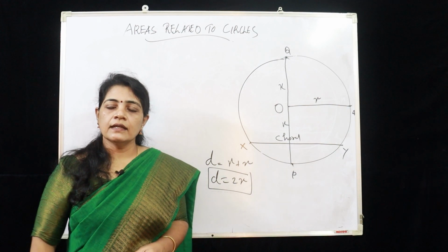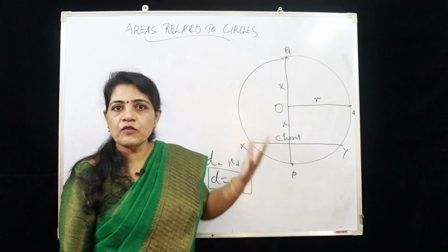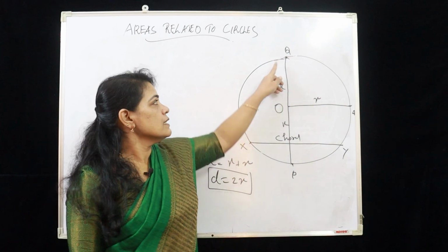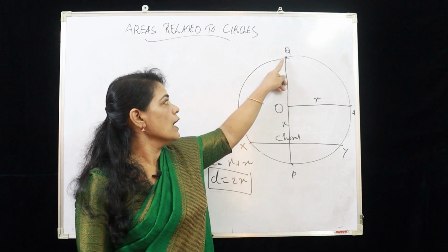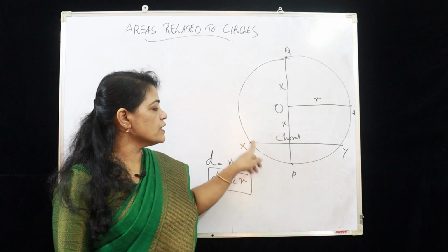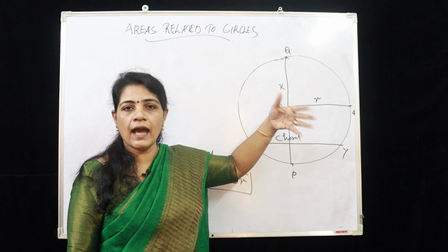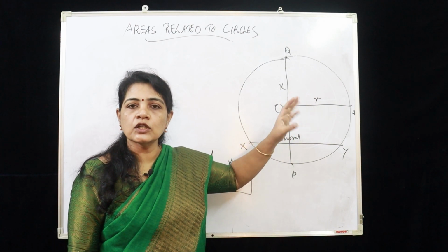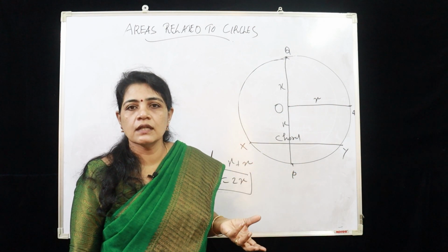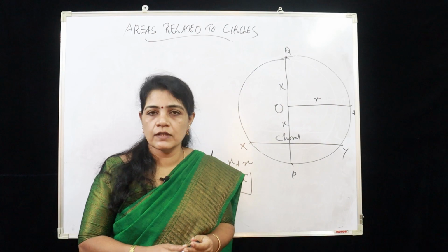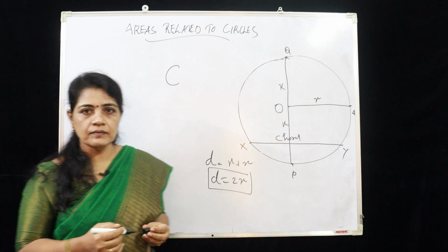The next point is, what is the circumference of a circle? The circumference of a circle is the distance around the circle. Suppose an ant is moving along this path. After completing one complete revolution, the distance travelled by the ant is equal to the total distance around the circle. That total distance around the circle is what we call the circumference of the circle. Usually we represent circumference with the letter C.